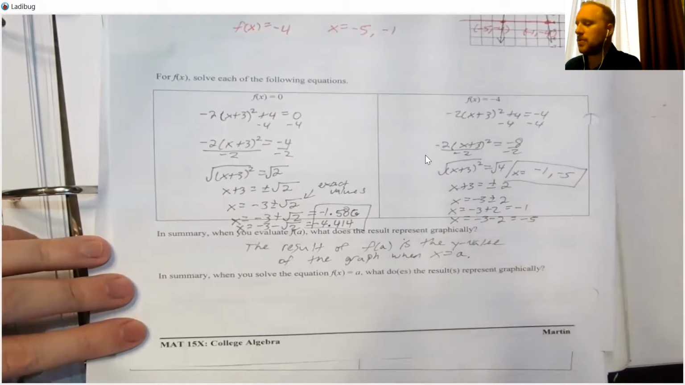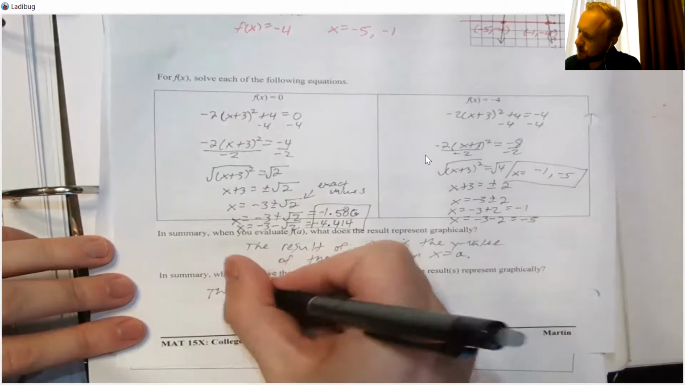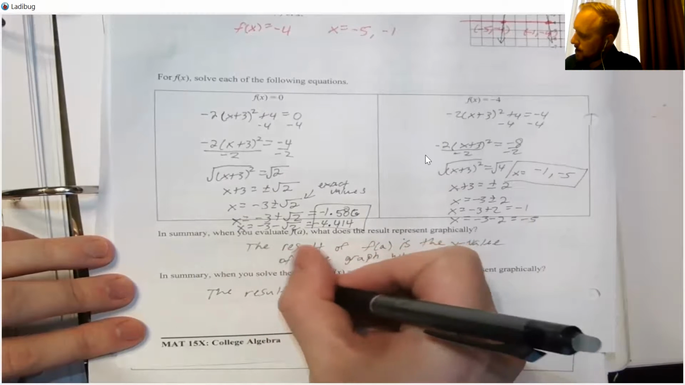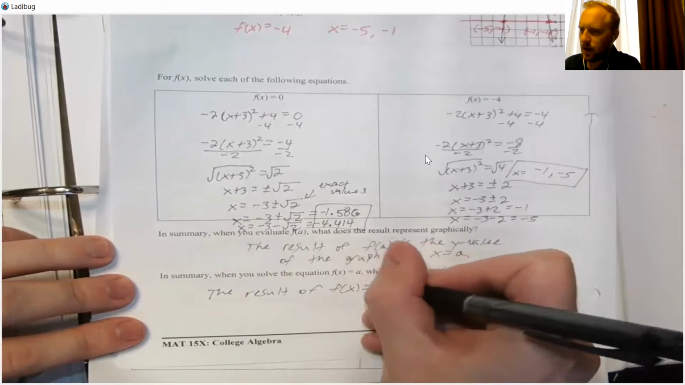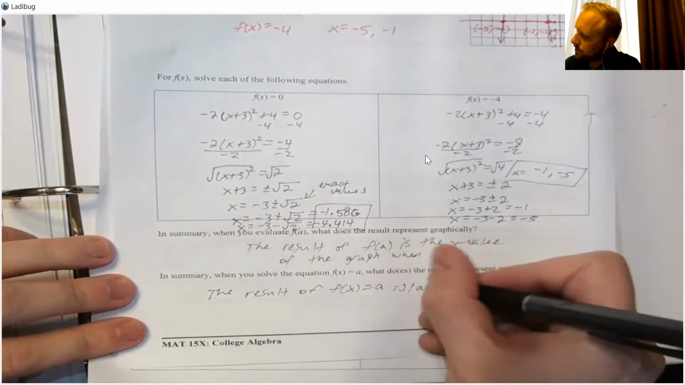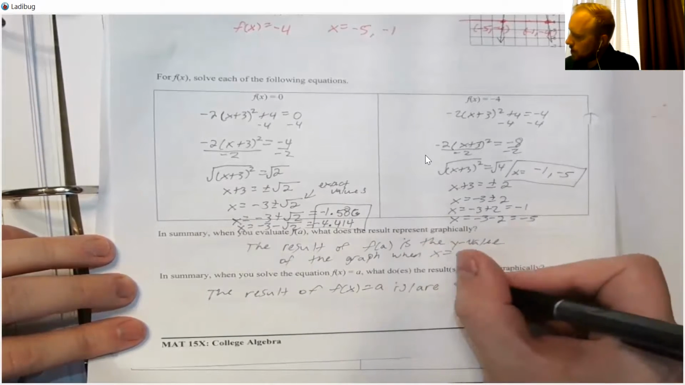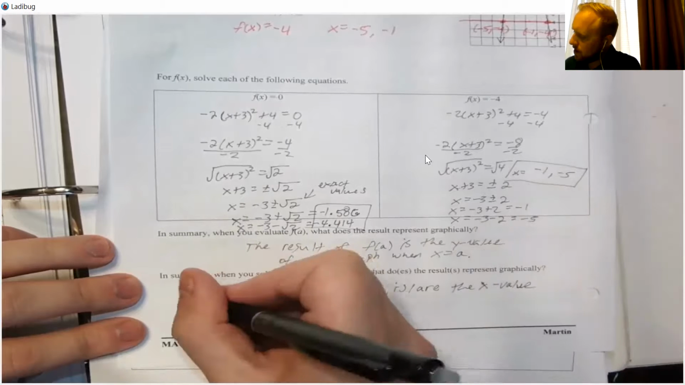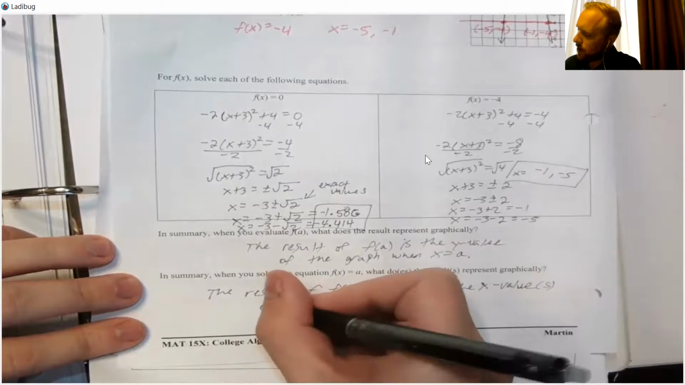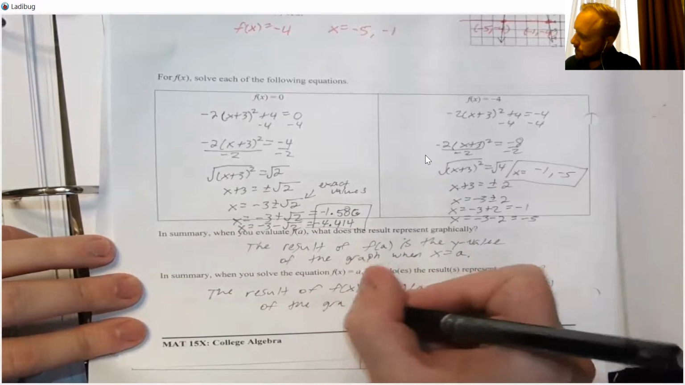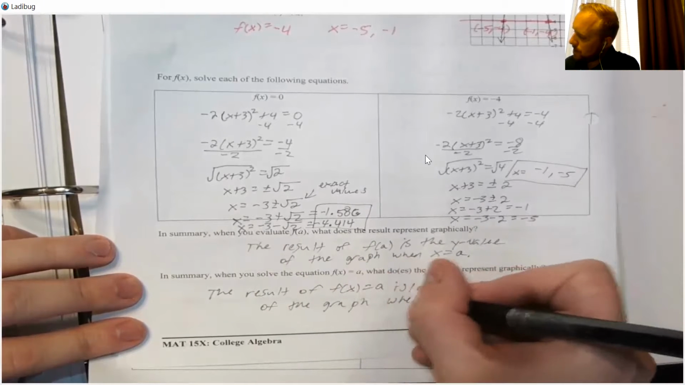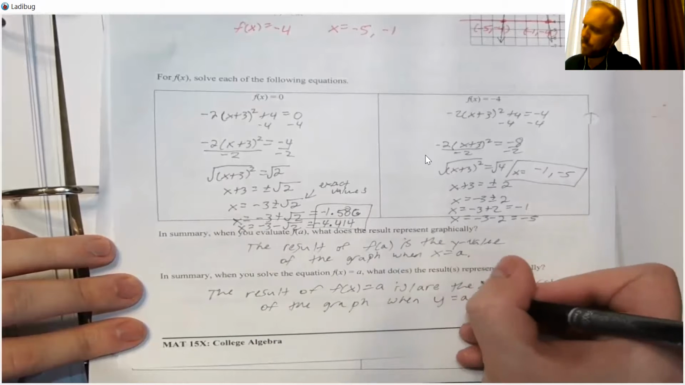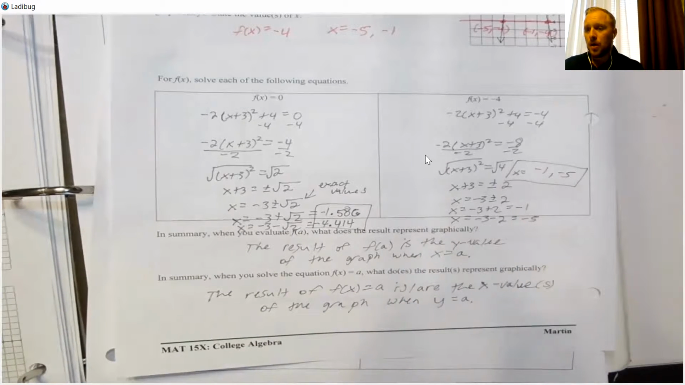And then it says, in summary, when you solve the equation f of x equaling a, what does the result represent graphically? The result of f of x equaling a is the x value or values of the graph when y equals a. Okay. So that is the basis of function notation.